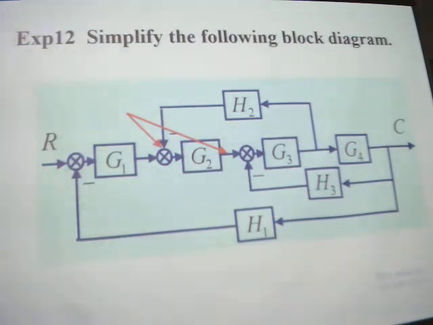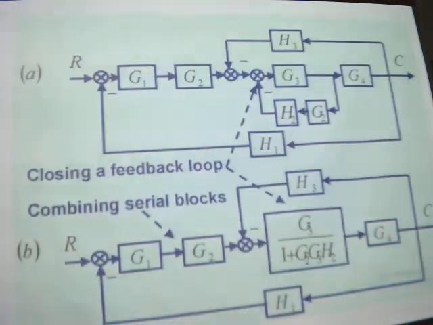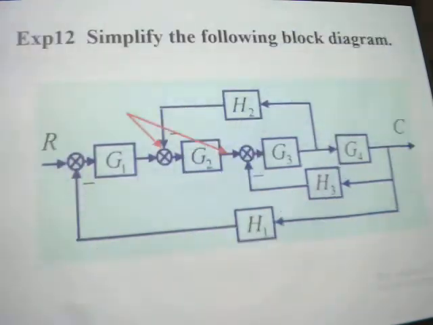We should change the position of the semi-junction and the block. If you change the position, how is it? For this semi-junction, you can see here.